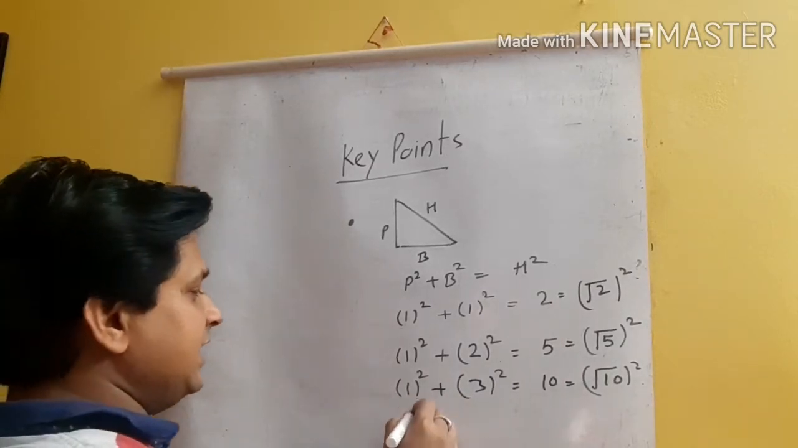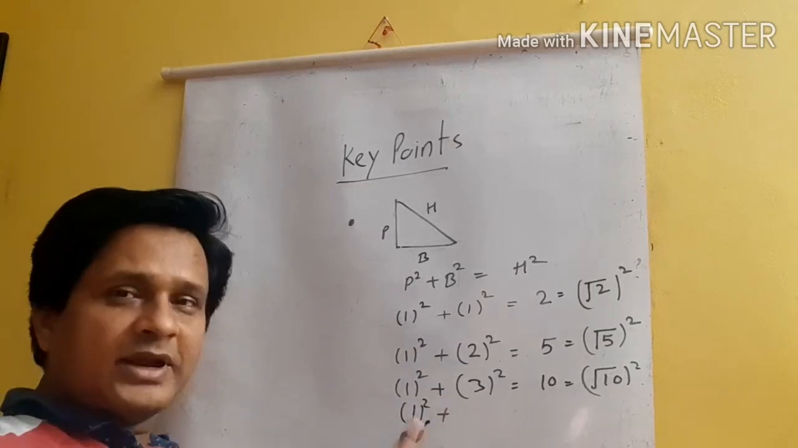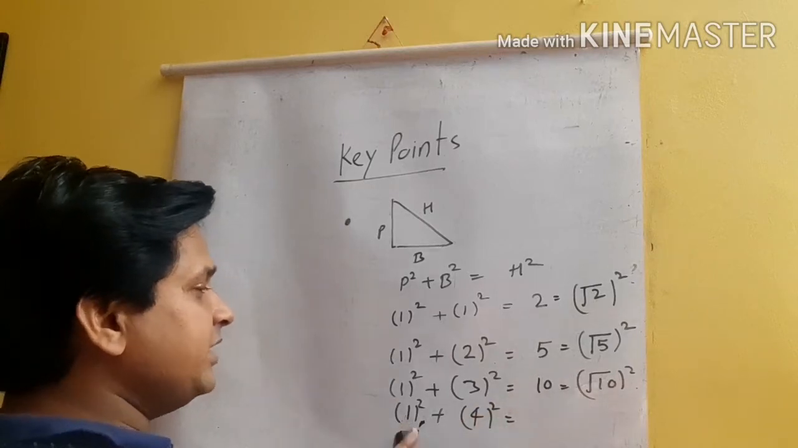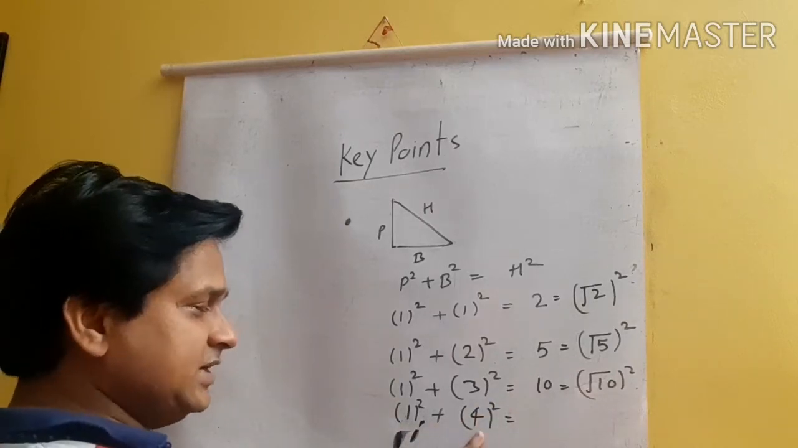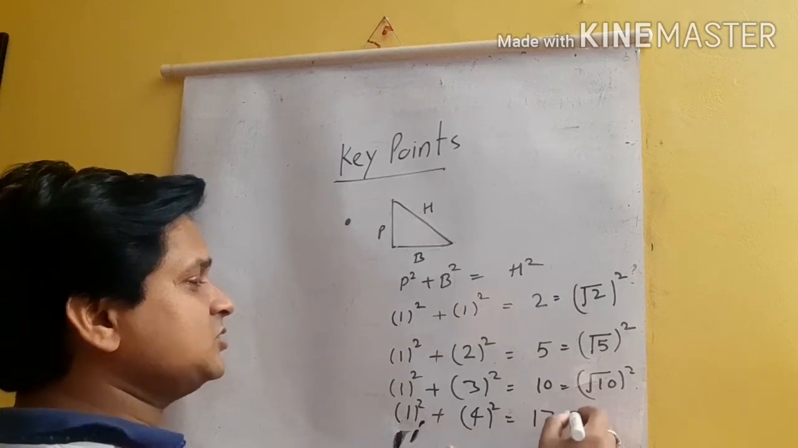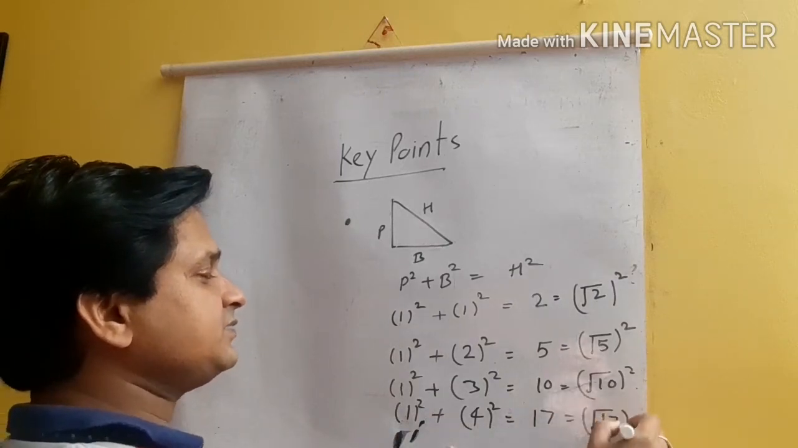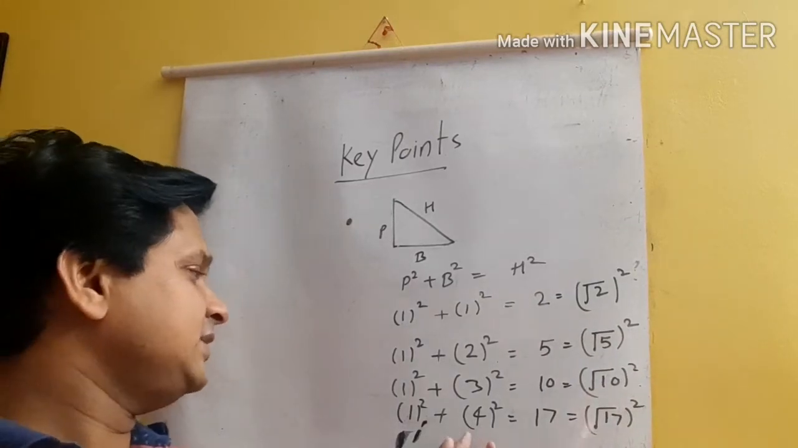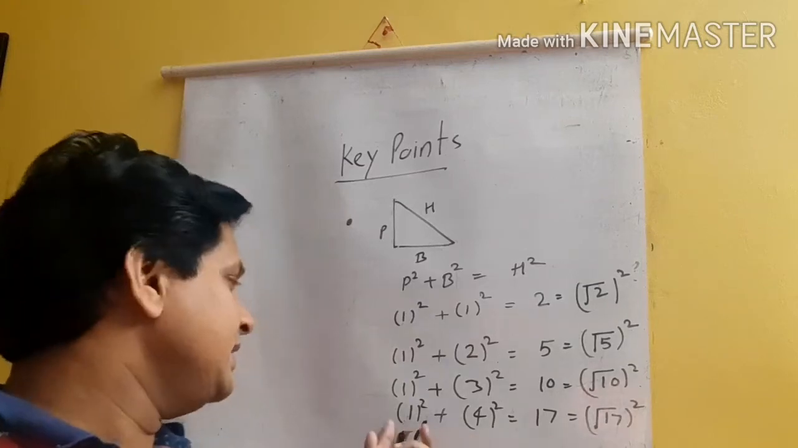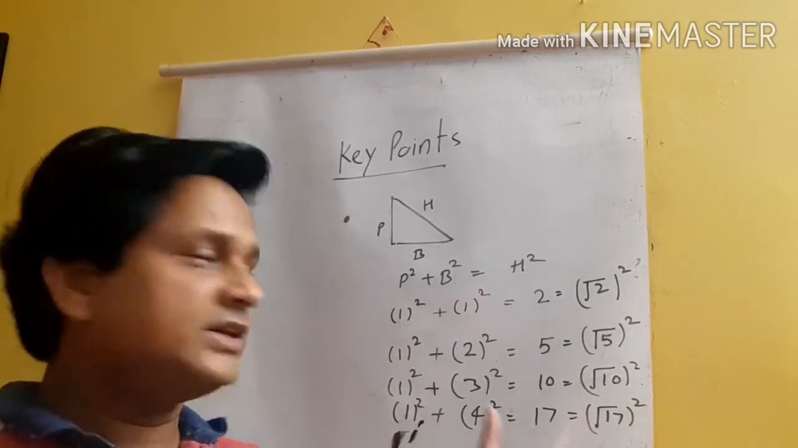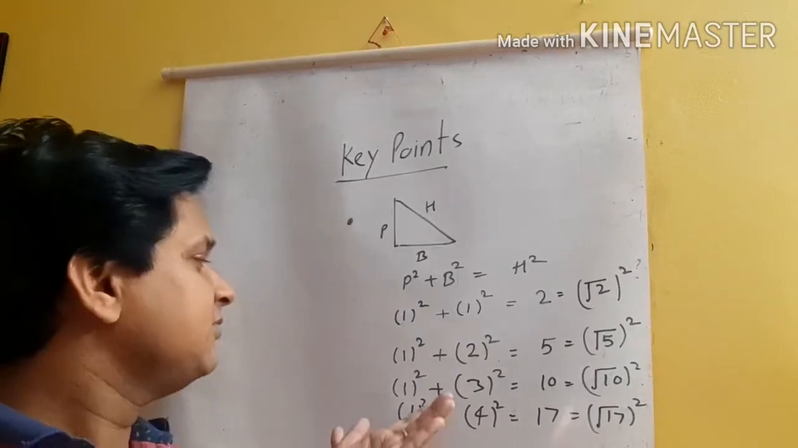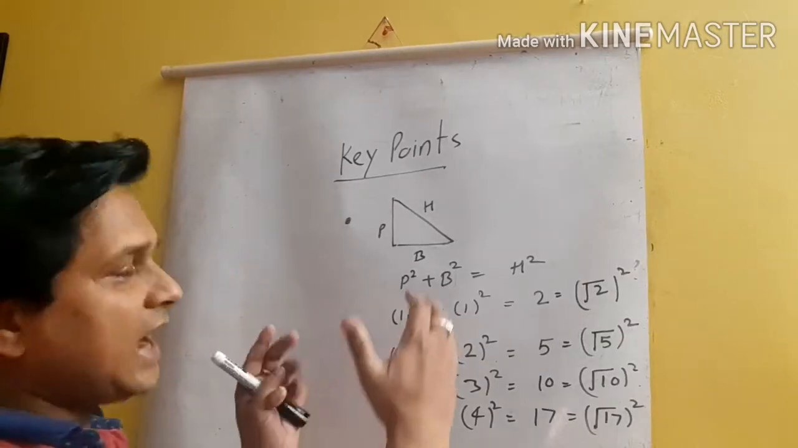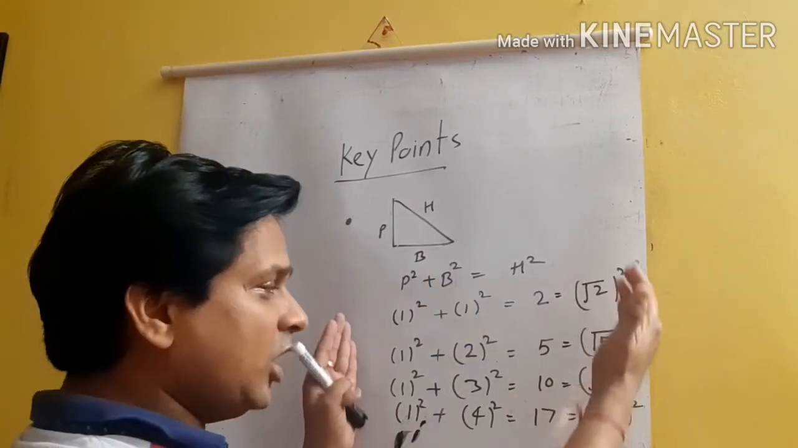Next, if I take the perpendicular as 1 unit and the base as 4 units, then 1 square plus 4 square, which is 16, 16 plus 1 is 17. So can I write this as root 17 whole square? So if I have to represent root 17 on the number line, then I will take the base as 4 units and the perpendicular as 1 unit. So these are the key points, and with the base at 5 units and so on, you will get different types of irrational numbers. Let me first tell you how you will represent all these irrational numbers.